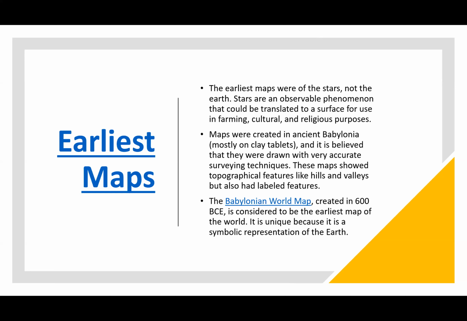The Babylonian world map, created in 600 BC, is considered to be the earliest map of the world. It's unique because it is a symbolic representation of the Earth. I recommend that you pause now and take a look at the Babylonian world map and the link associated with earliest maps to see those things, because I think it's important to see how we have represented features, not only the stars, but land around us, and really only as far as we knew what was there. I think that's a really interesting aspect in the history of maps.